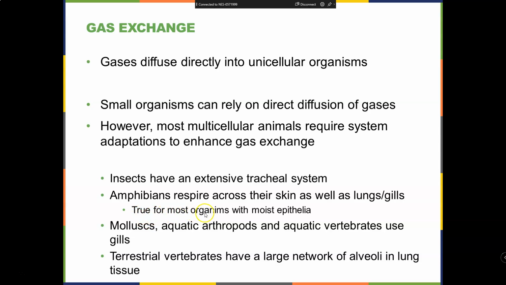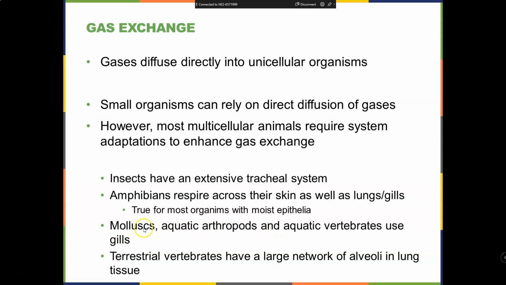And so that's true for most organisms with a moist epithelium. The actual epithelium, the surface of their body, can be an exchange surface for gas exchange. The annelids, earthworms, and all of their relatives breathe, and they have gas exchange across their epithelium. Mollusks, aquatic arthropods, almost all the aquatic vertebrates use gills. Right, or all the aquatic vertebrates use gills. A gill, like a fish gill. So there's variations on this theme.